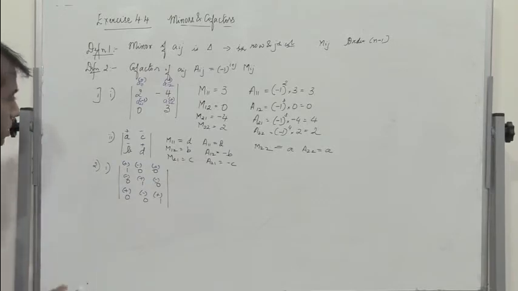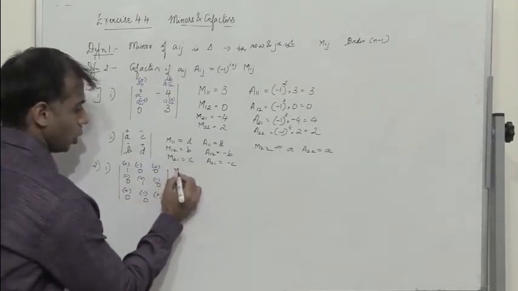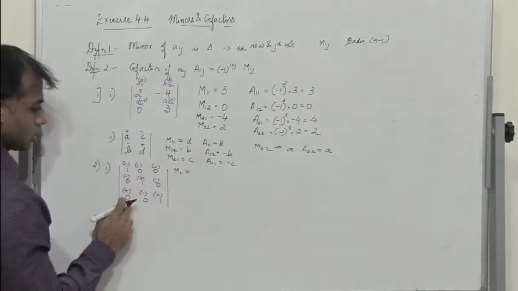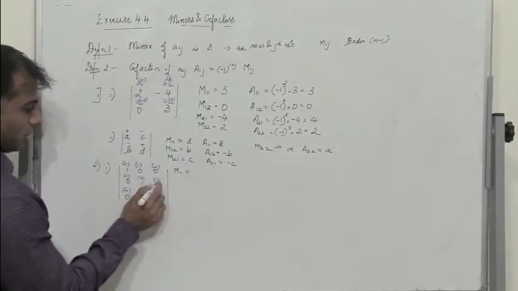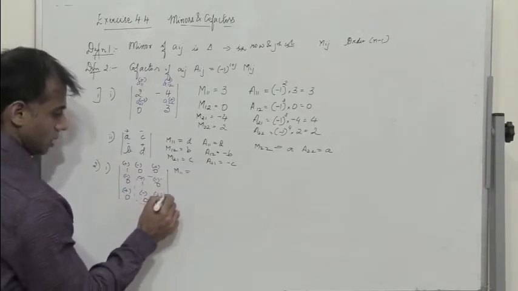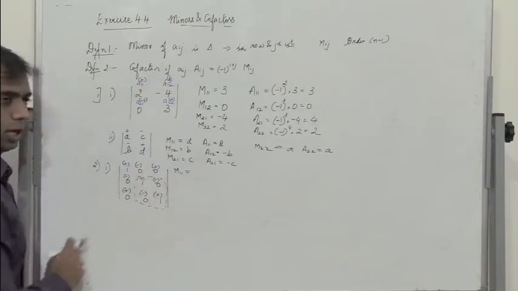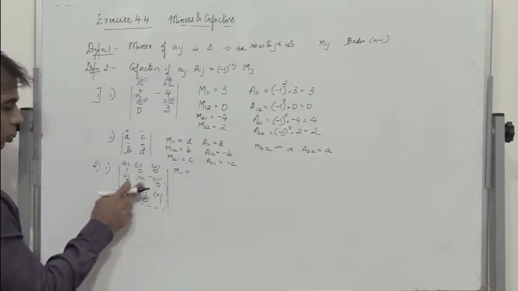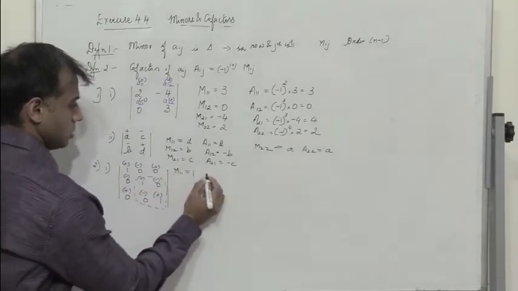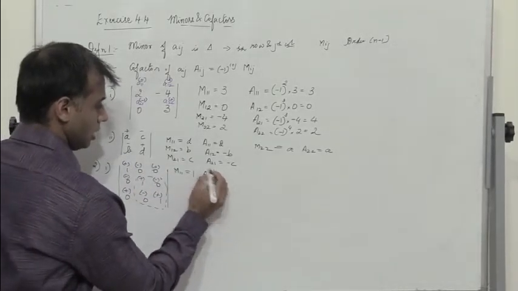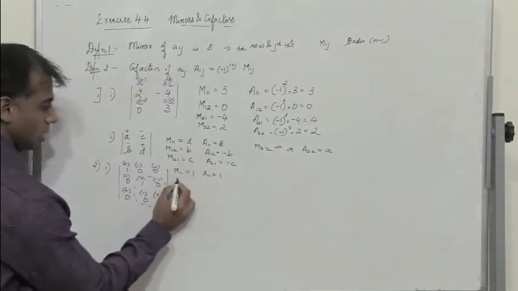So to find the minor M11, leaving the first row and first column, I have these 4 elements. I need to find the determinant of this. So 1 into 1 is 1. So next, A11 is 1 itself, because I have a plus sign.